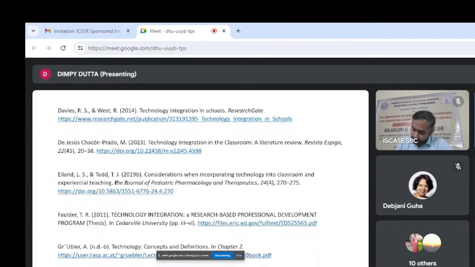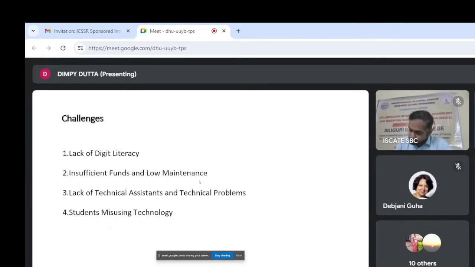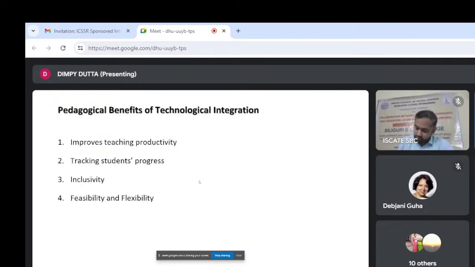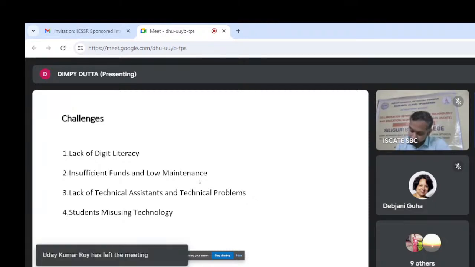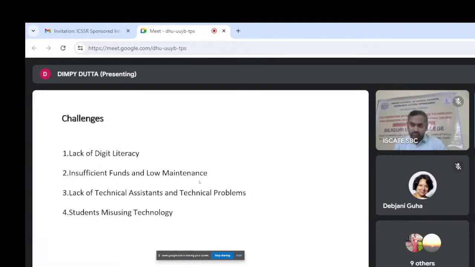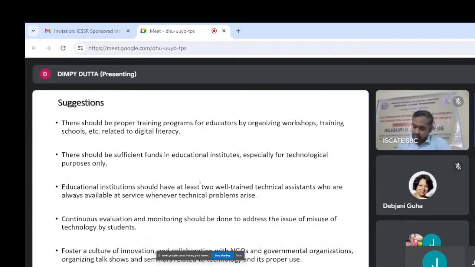Okay, so these are some of the benefits like inclusivity, tracking students' progress, feasibility and flexibility. And some of the challenges include lack of digital literacy, or we can say insufficient funds and low maintenance, then lack of technical assistance and technical problems. And sometimes students misuse the technology.